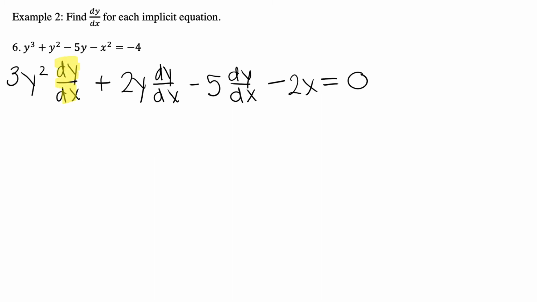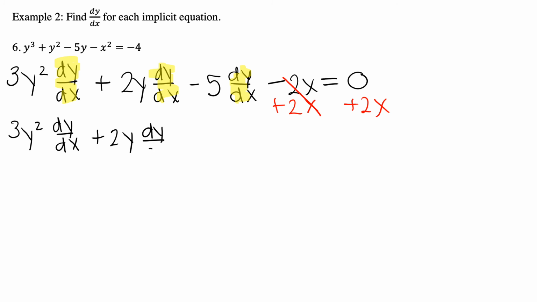Notice that we have dy/dx in the first three terms, but not in our minus 2x. So I'm going to move my minus 2x to the other side so that I can try to isolate my dy/dx's. I'm left with 3y squared dy/dx plus 2y dy/dx minus 5 dy/dx equals positive 2x. Now all three terms on my left-hand side have that dy/dx in them, so I can pull it out to the front.